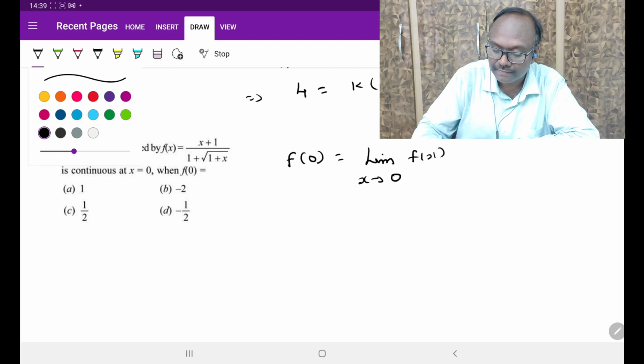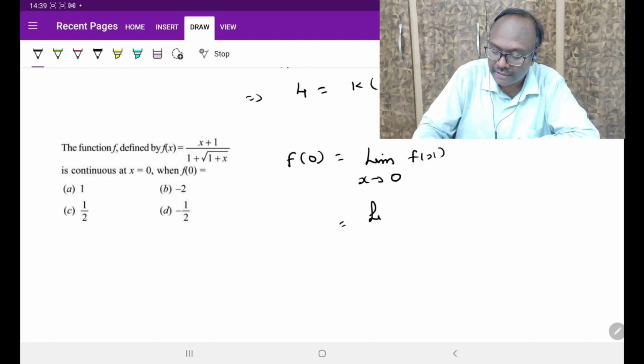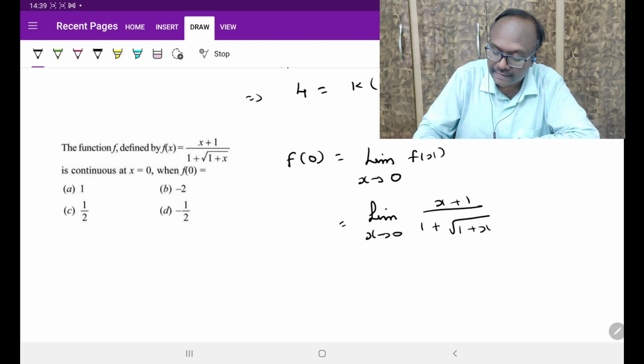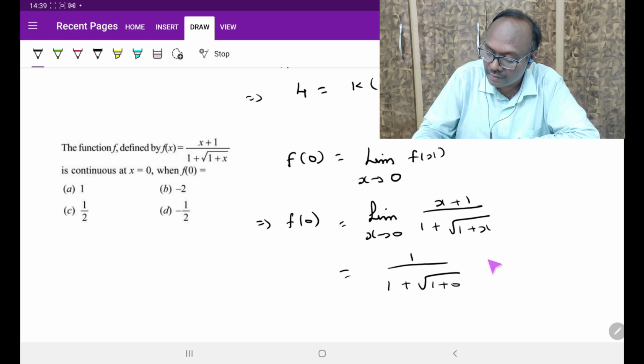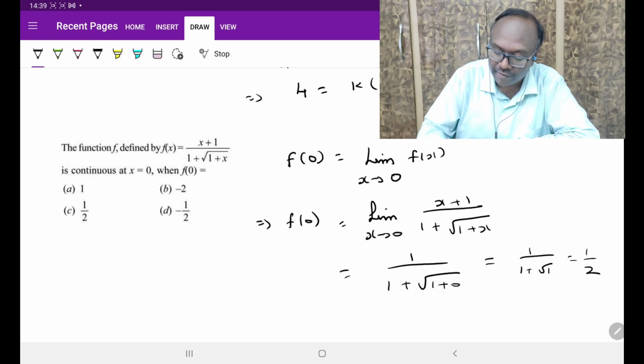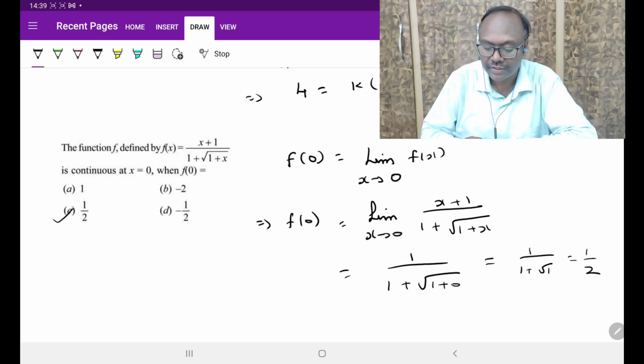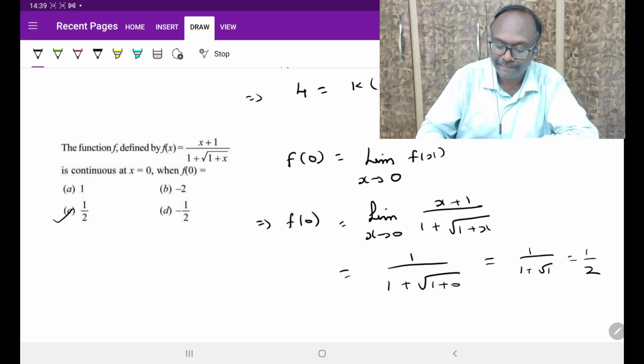So we write it as limit x tends to 0 f of x, which is x plus 1 by 1 plus root over 1 plus x. That is the value of f of 0. So that is equal to, on putting x equal to 0, we get 1 by 1 plus root over 1 plus 0, that is 1 by 1 plus root 1, that's equal to 1 by 2. So f of 0 should be equal to 1 by 2. So option C is the right choice.